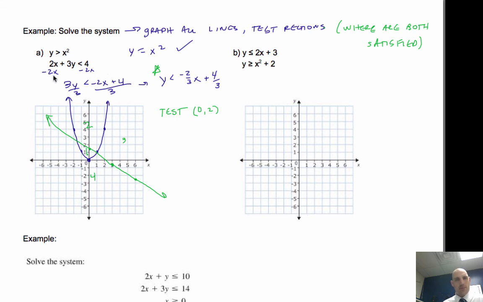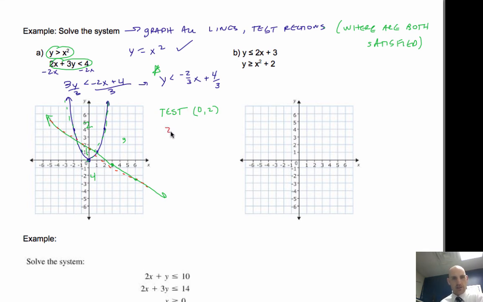And really, they should both be dotted, right? And so these are actually dotted. So both of my graphs should be dotted here. And I'm going to test 0, 2 because it's inside the bowl and it's above the line. And so I'm going to test 0, 2.